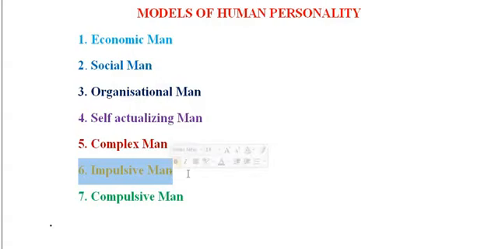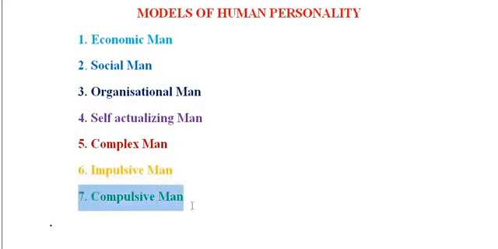Impulsive man. Man acts and reacts spontaneously. The impulsive forces make the man act all of a sudden without any rational reasoning. Next one, compulsive man. Compulsive man is the opposite of impulsive man. The man does not act or react quickly. He takes into consideration various situations. So these are the models of human personality.